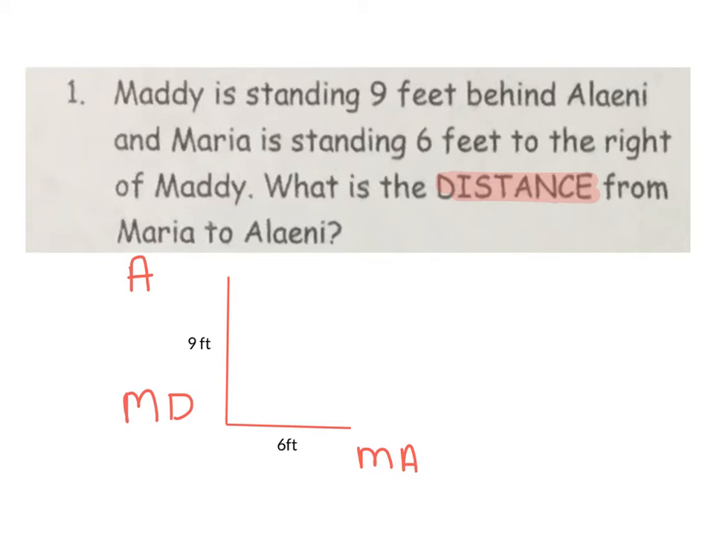So I'm going to put this line in blue. That's what we're looking for, the distance, that distance in blue there. You can see the right triangle we have. So basically all we're doing is the Pythagorean theorem for that.